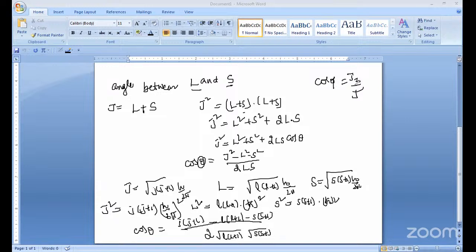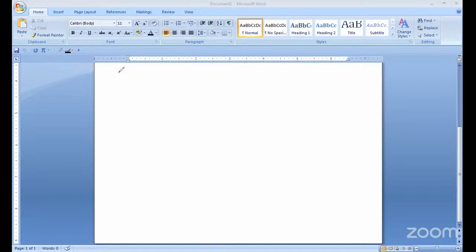Right. Next, we will be moving into another topic, which is the LS and JJ coupling of two electron states. So we'll be studying about this LS and JJ coupling.